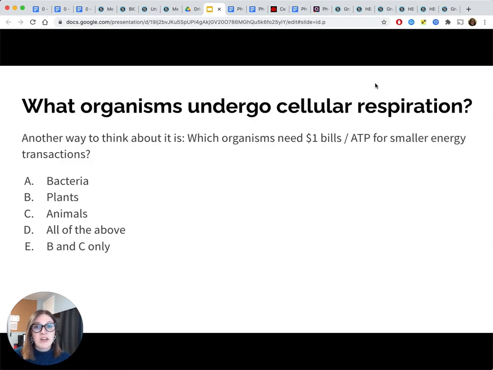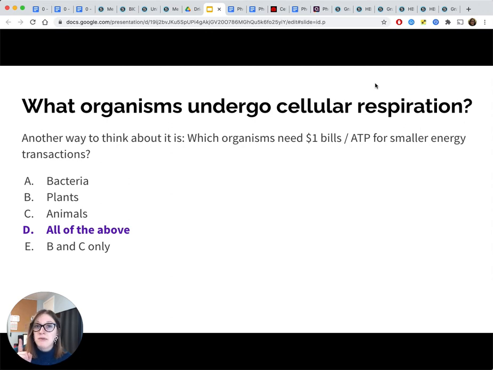What types of organisms undergo cellular respiration? Another way to think about this is, which organisms do you think would need that $1 bill energy currency for fueling processes in their cell? Is it A, bacteria, B, plants, C, animals, D, all of the above, or E, B and C only? The correct answer is all of the above. All of these organisms require ATP in order to process and create chemical reactions and do their jobs.